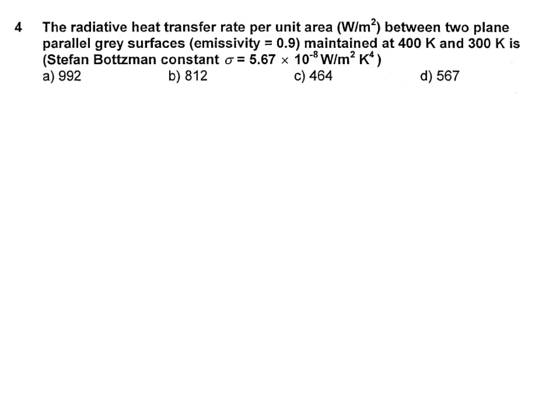This is the ISRO question paper, heat transfer part 2. The question is: the radiative heat transfer rate per unit area (watt per meter square) between two plane parallel gray surfaces, emissivity 0.9, maintained at 400 Kelvin and 300 Kelvin. The Stefan-Boltzmann constant is also given, 5.67 into 10 power minus 8 watt per meter square Kelvin to the power 4. This unit also sometimes they are asking.